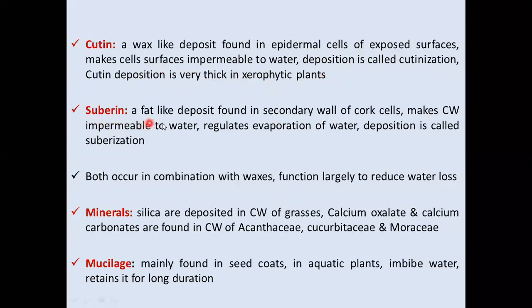Next is suberin. It is a fat-like deposit found in the secondary wall of cork cells, and it makes the cell wall impermeable to water. It also regulates evaporation of water, and the deposition of suberin is called suberization. Both cutin and suberin occur in combination with waxes and function largely to reduce water loss. Mineral silica is deposited in the cell wall of grasses. Calcium oxalate and calcium carbonate are found in the cell wall of members of the Acanthaceae, Cucurbitaceae, and Moraceae families. So these are also very important.